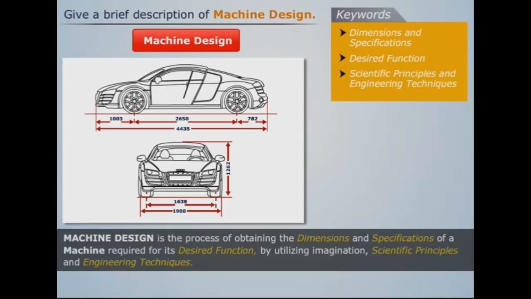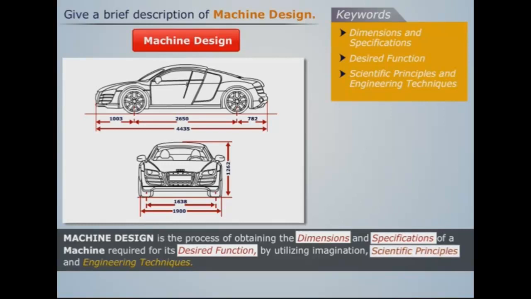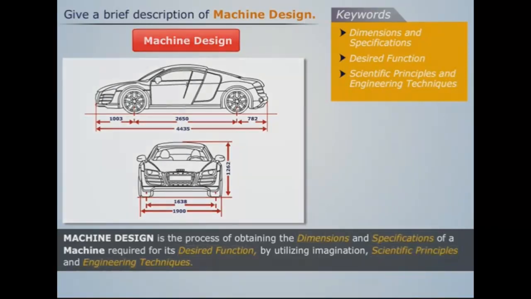Okay, these all three concepts will be used while designing any machine. Not only technical knowledge, some imagination will be needed for designing a machine. We have to identify some engineering applications. Say that machine design is the process of obtaining the dimensions and specifications of a machine required for its desired function by utilizing the imagination, scientific principles, and engineering techniques.